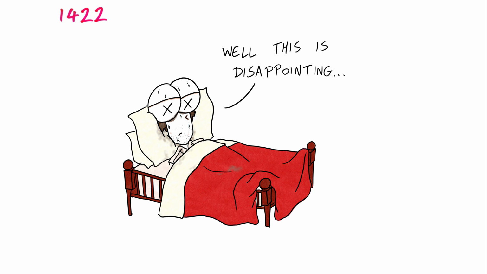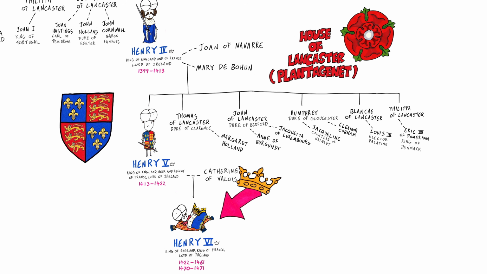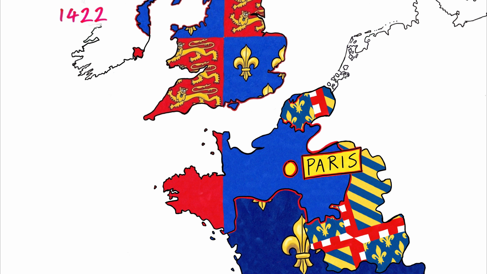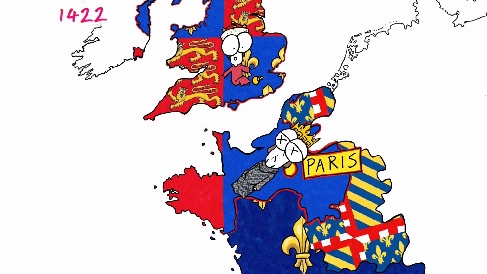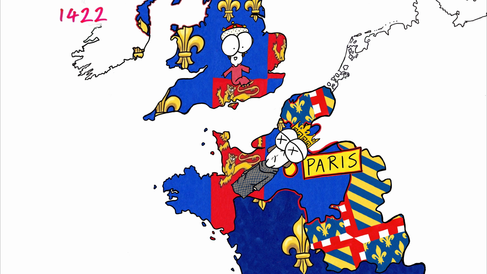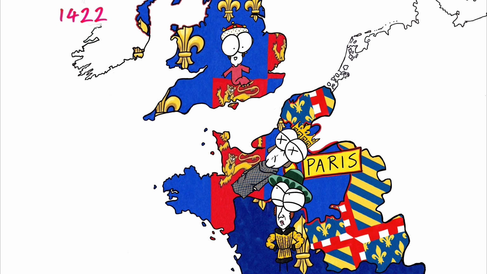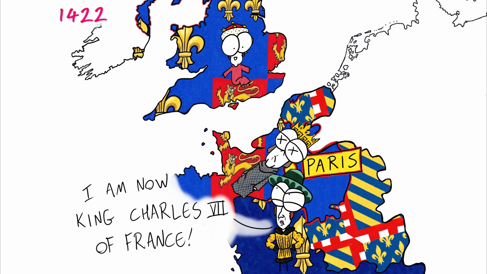dying at the age of 35, having never seen his son, the 9-month-old Henry VI, now king, the youngest ever to succeed the English throne. 2 months later, his grandfather Charles VI of France died too, so baby Henry also became the new king of France. However, with Henry V and Charles VI now dead, the Treaty of Troyes was up in the air, and the previously disinherited Dauphin Charles claimed his father's French throne, calling himself Charles VII.